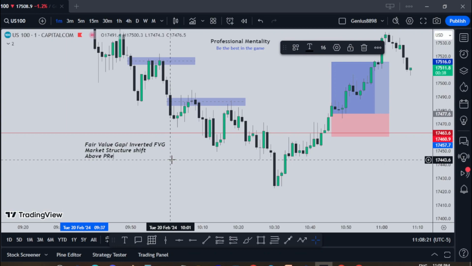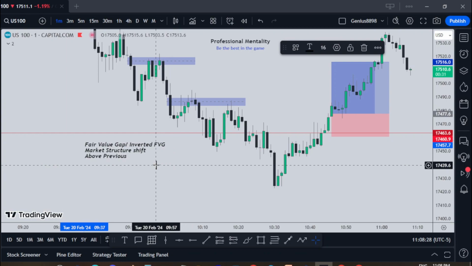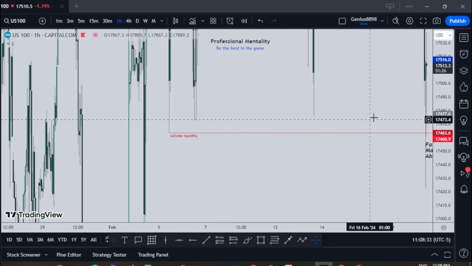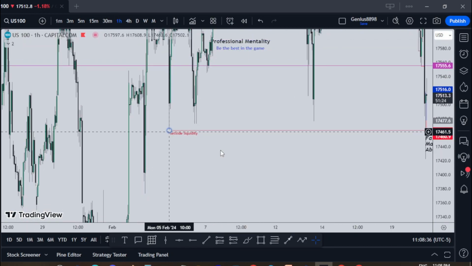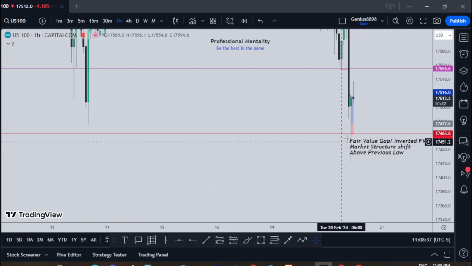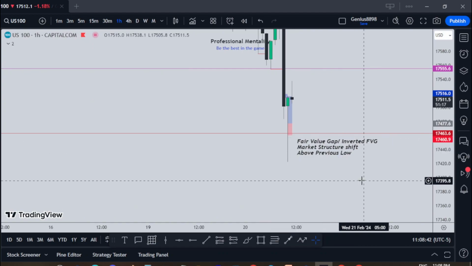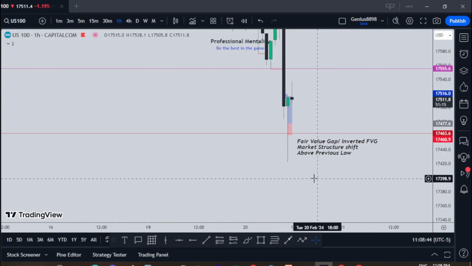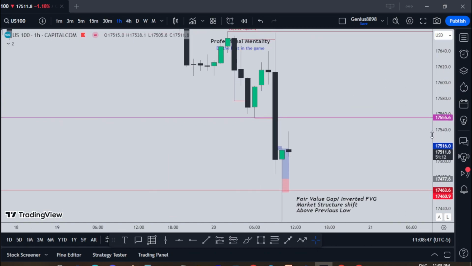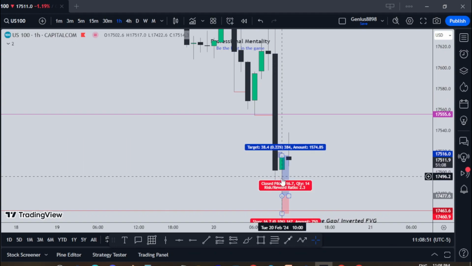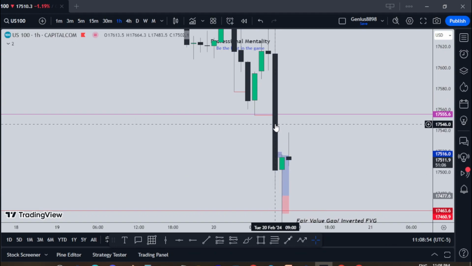Why is that important? Because the reason you have to wait for it to go back above the previous low, and by previous low here, I mean this low, right? This low right here. If the market is still below this red line, which is that low, I'm not going to buy, even though we have a fair value gap or inverted fair value gap and market structure shift. Why? Well, if you look at the market, let's say this low here. You see this low? Price stays below it, it keeps going. You cannot buy when it's in here, right?